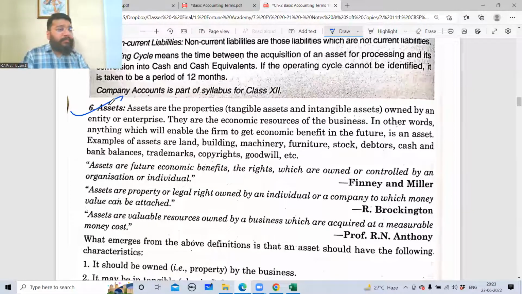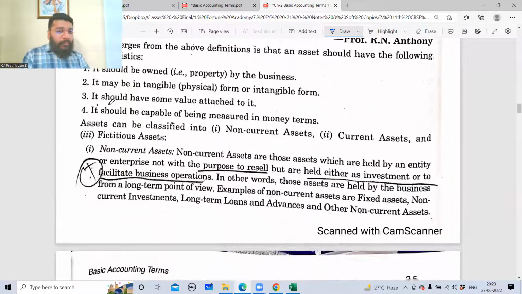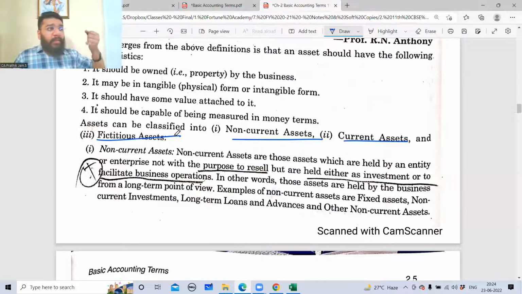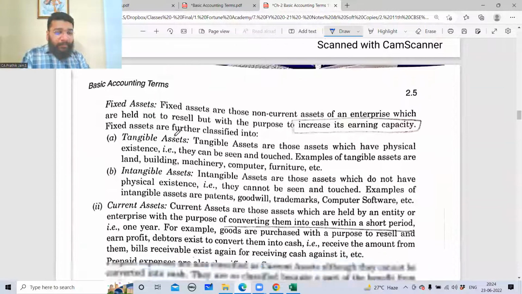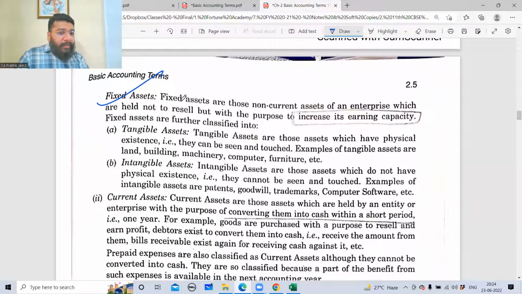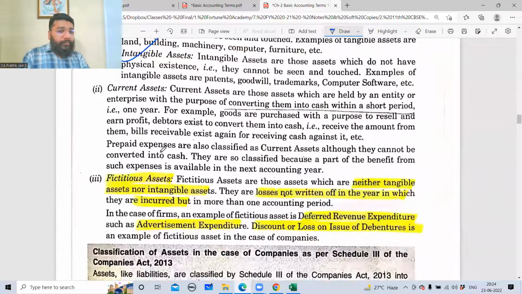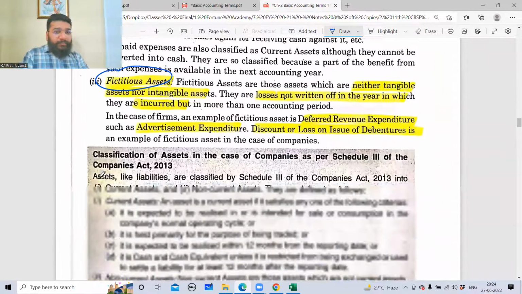Assets, we've discussed what it is. I said to you that non-current, current, and fictitious is still pending. That is current liability, non-current liability pending. Current asset, non-current asset, fictitious asset pending. There's no fictitious liability. We have discussed what is fixed asset, tangible, intangible. Current asset we are yet to discuss. Fictitious asset we are yet to discuss.